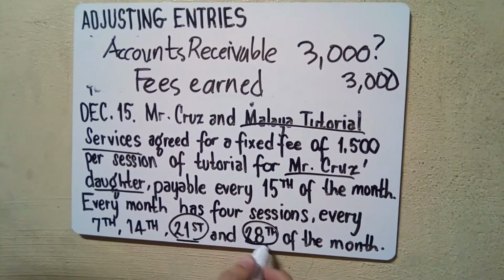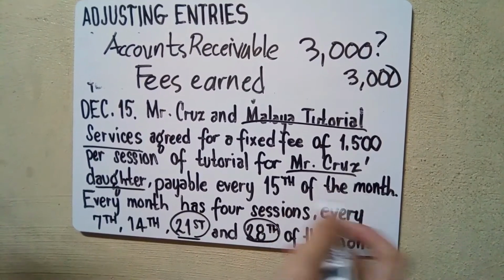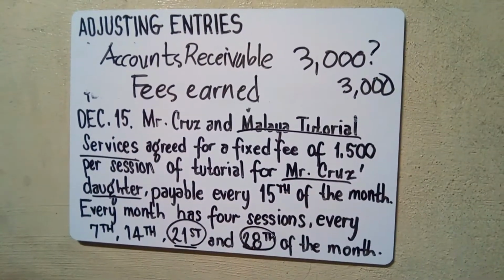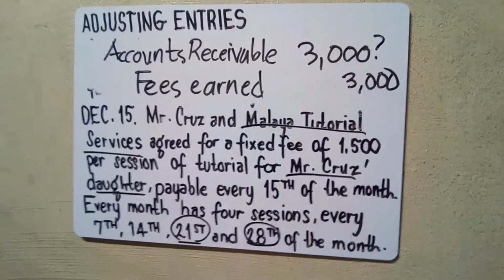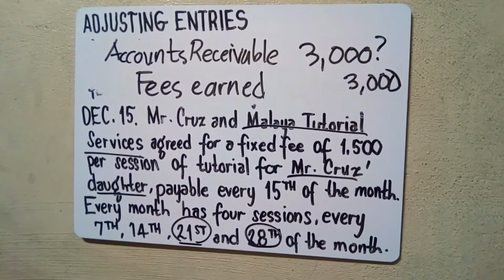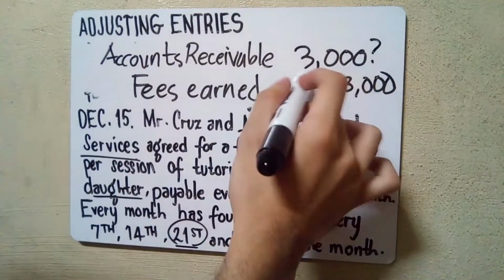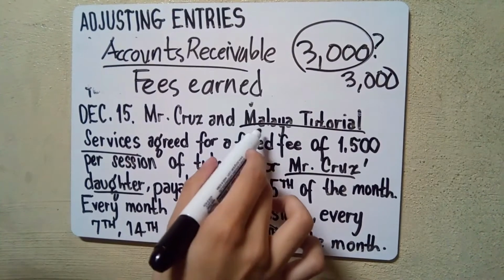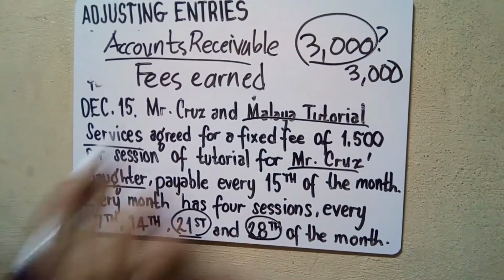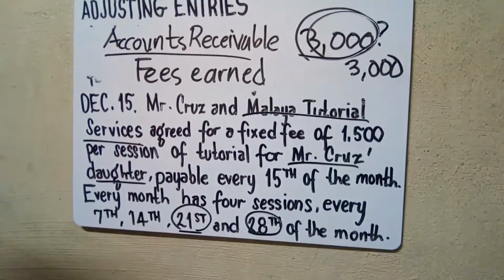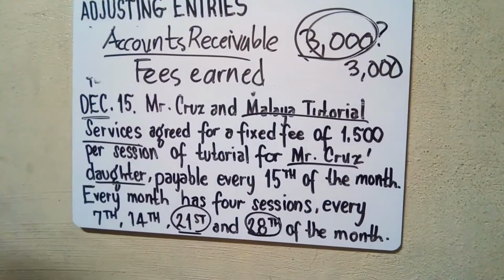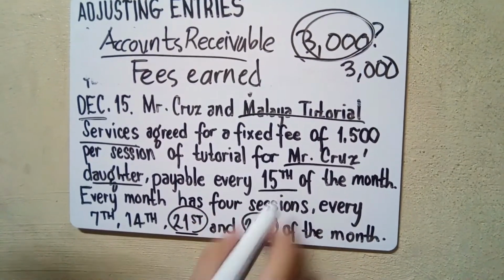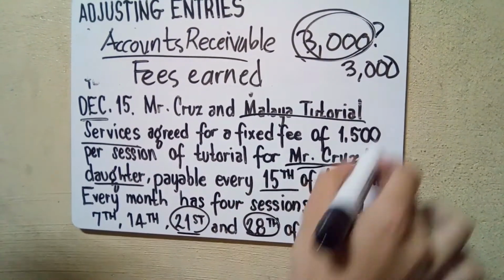So for the 2 sessions, there is a payment on the part of Mr. Cruz, which is 1,500 pesos per session. So 1,500 plus 1,500 pesos is equal to 3,000 pesos, which is an accounts receivable on the part of Malaya Tutorial Services. So this 3,000 pesos is already earned in December. However, it is payable on the 15th of January, which is next month.